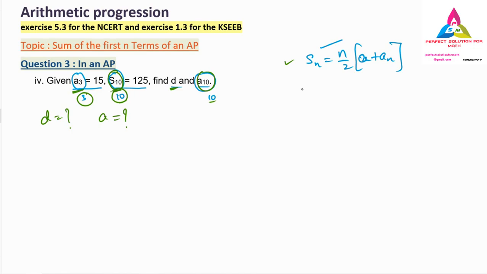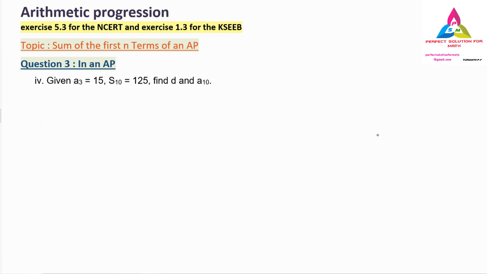First, our concentration is on the question, what they have given: A3, S10. They have told you to find the d value and A10, but we have to find one more thing, the a value also. So how do we find it? Now we will solve one by one. For this type of problem, we have to move on to the 5.2 exercise, in which we used how to find the a and d values. The same procedure we have to follow here. So let us solve.